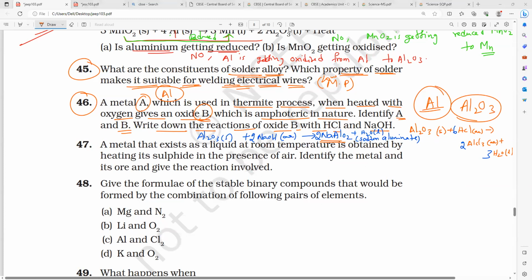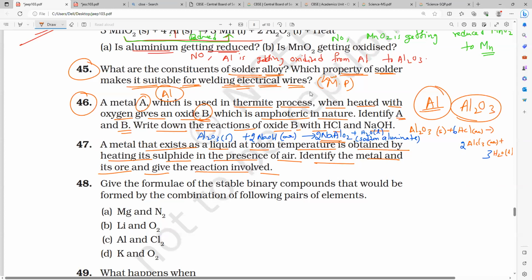You focus on the questions, Arun. Next question. A metal that exists as a liquid at room temperature is obtained by heating its sulfide in the presence of air. Identify the metal and its ore and give the reaction involved. It's such an easy question.